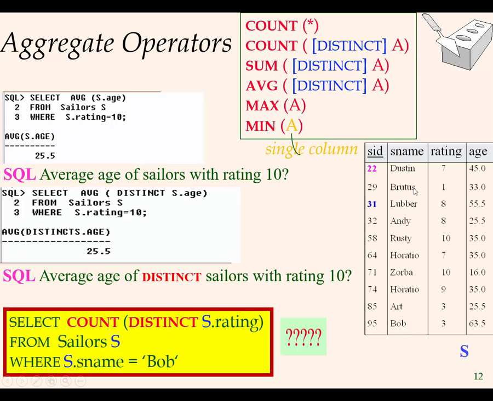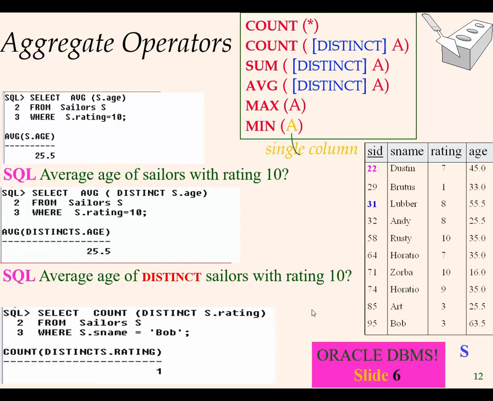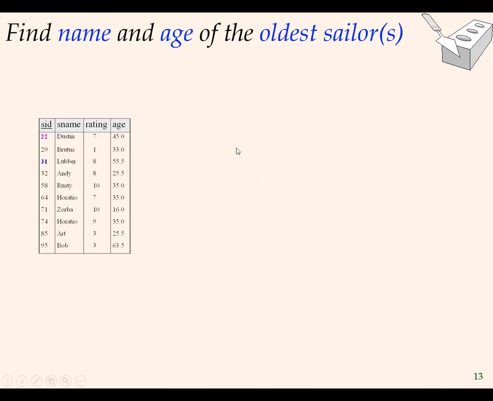I only have one Bob, so what would be the count? Okay, just one. So there's only one sailor. Okay, what about: find the name and the age of the oldest sailor?